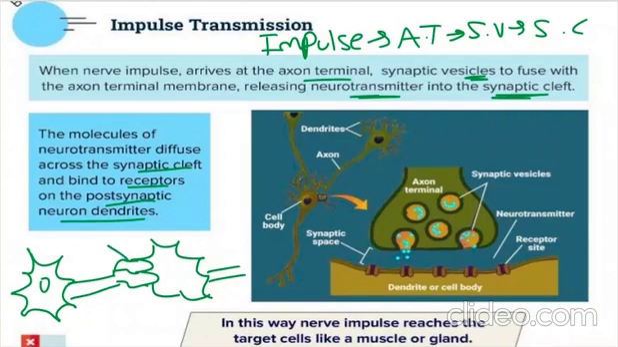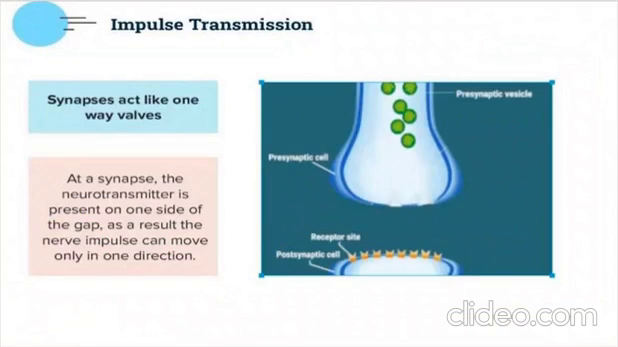So this here is my presynaptic. On the other neuron, there will be postsynaptic. So that information will be carried through this. It will go to the axon terminal, then to the synaptic vesicle and fuse, and the neurotransmitters will send it to the second neuron. This is the way the nerve impulse reaches the target cell, like the muscles or the glands.